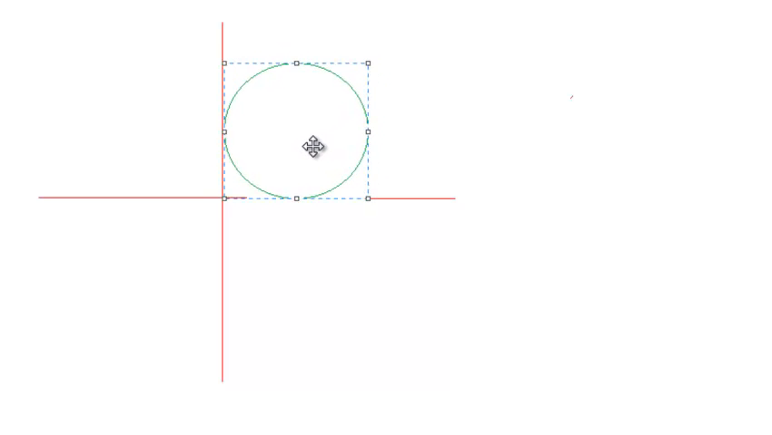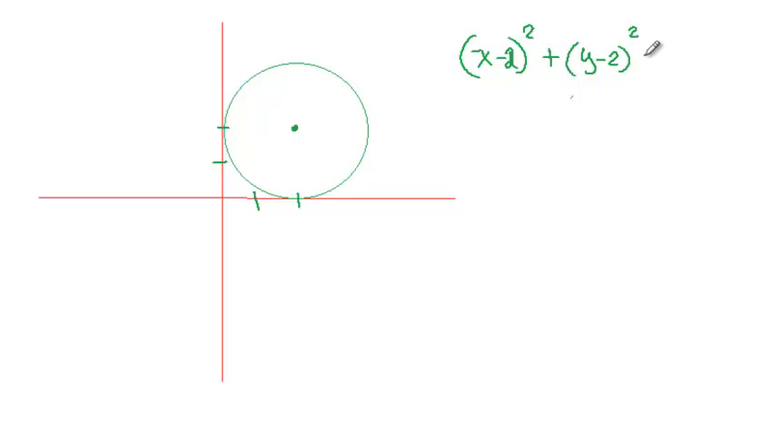Is that a circle to you? Yes. Okay, so what's the equation of this circle? Can you tell me? Anybody who knows the equation of this circle? Again, the equation of this circle. (x - 1)^2 + (y - 2)^2 = 4.